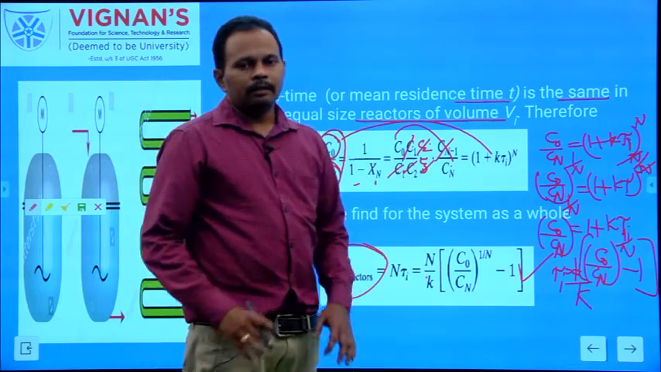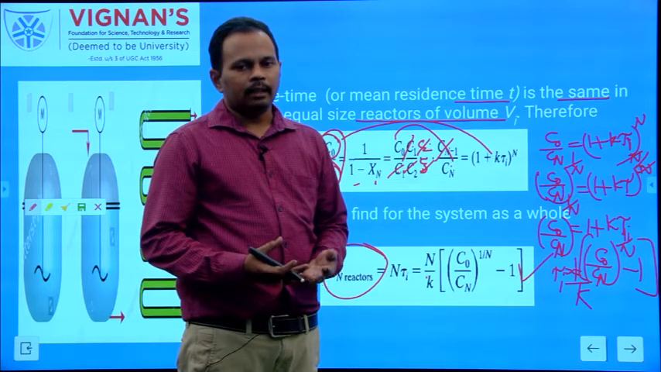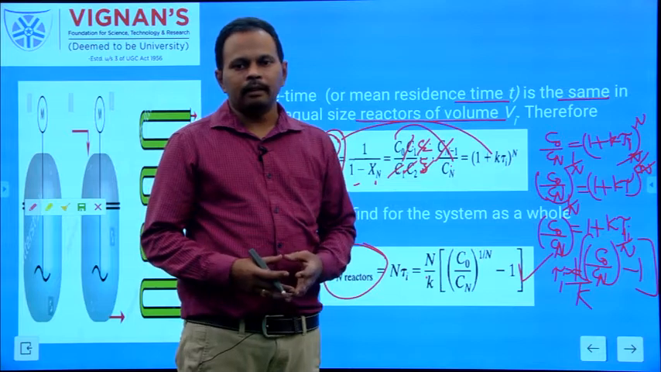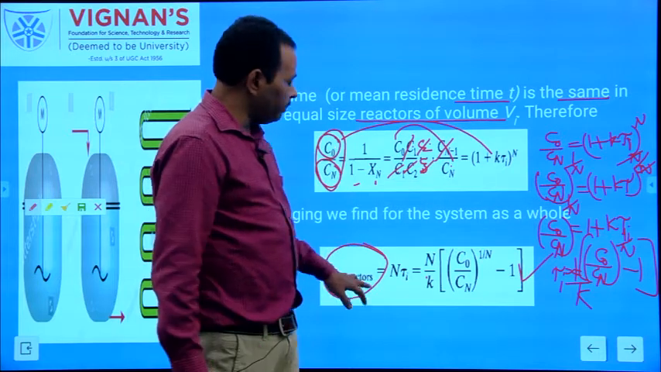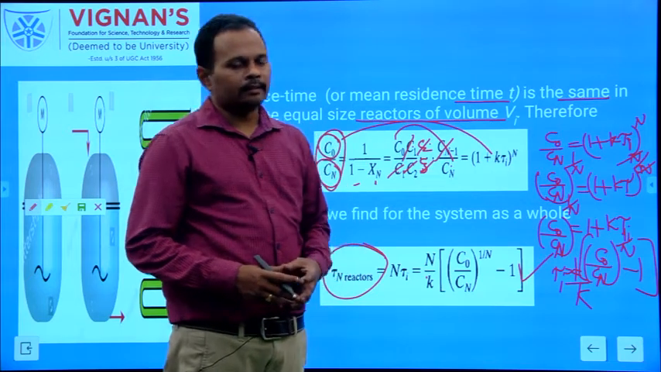Tau value, that is the space time, required to obtain the conversion. Okay, this is the performance measure of the tau 1 I is nothing but what? The performance measure of equal size MFRs in series.